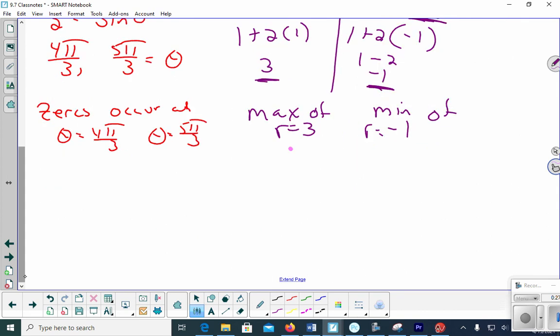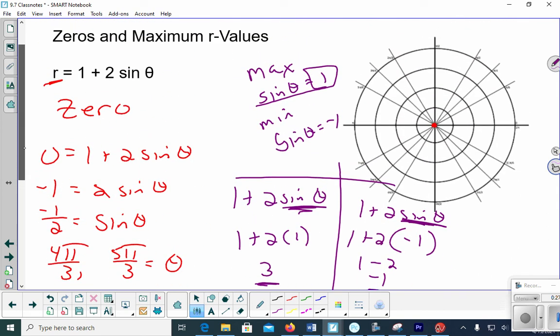Now, that's identifying what my r values are. So my max, or my y value in the rectangular system, would be 3. So that's my r, 3 and -1. So the furthest away from the origin that one point's going to be is on this radius line here. And then the smallest would be on this radius here.